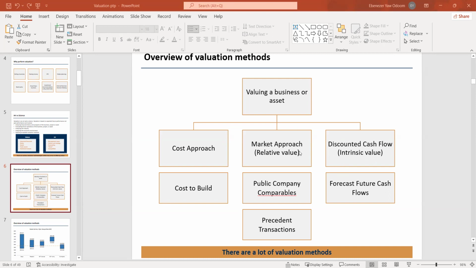So these are the popular and widely used valuation methodologies that we have around, either seeing it from the cost side of things, or picking it from similar companies in the market, or the same company trying to forecast their cash flows into the future, and then discounting it to present terms.